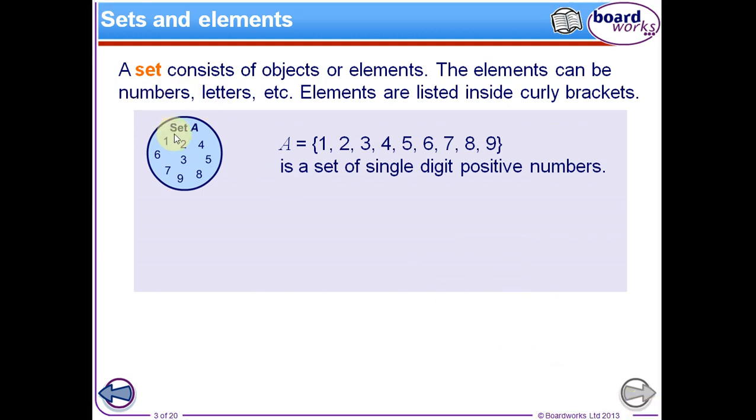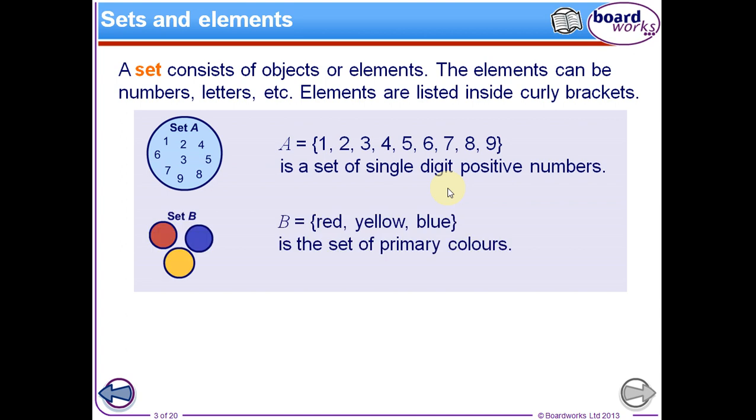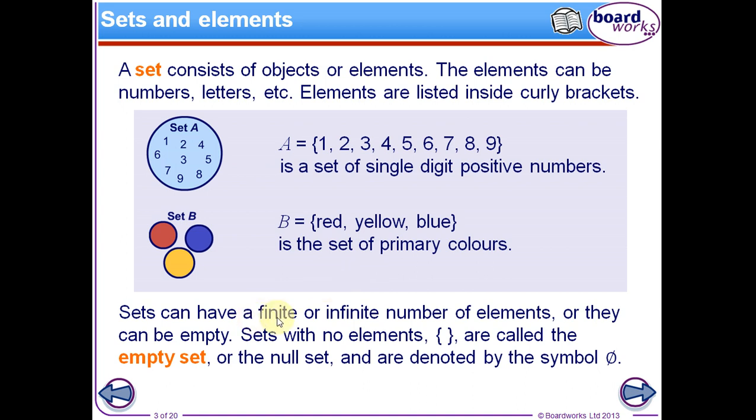For example, you look at this is a set A, with elements 1 to 9. So it's a set of single digit positive numbers. And you can see set B is a set of primary colors. Sets can have a finite or infinite number of elements, or they can be empty. A set with no elements uses empty curly brackets, like that, so nothing inside. They are called the empty set, or the null set, and are denoted by this symbol, or this. You can use either of these to represent the empty set, guys.